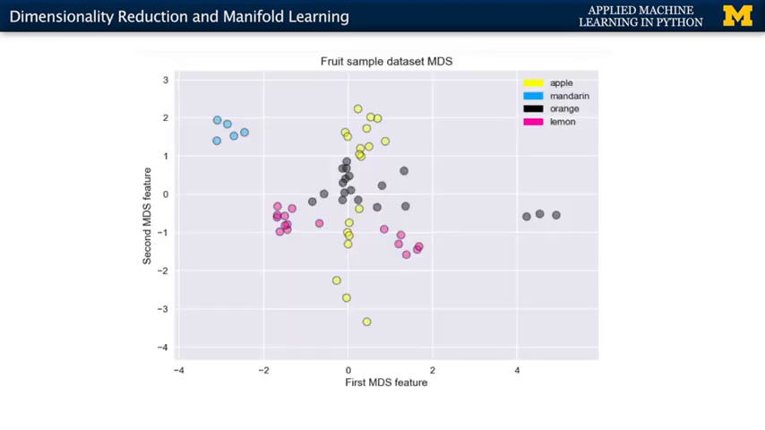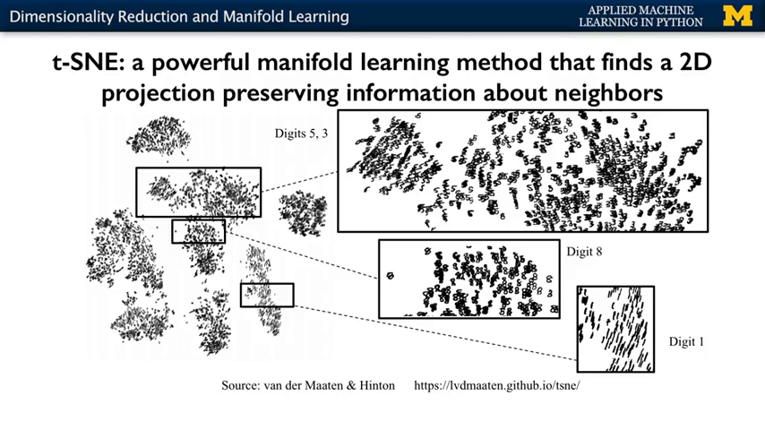Here's an example of applying MDS to the fruit dataset, and you can see it does a pretty good job of visualizing the fact that the different fruit types do indeed tend to cluster into groups. An especially powerful manifold learning algorithm for visualizing your data is called t-SNE. t-SNE finds a 2-dimensional representation of your data such that the distances between points in the 2D scatter plot match as closely as possible the distances between the same points in the original high-dimensional dataset. In particular, t-SNE gives much more weight to preserving information about distances between points that are neighbors.